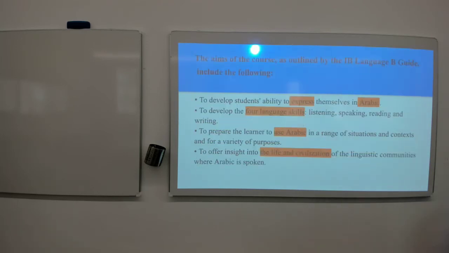The aims of the course, as outlined by the IB language B guide, include the following. First, develop students' ability to express themselves in Arabic. Develop the four language skills: listening, reading, writing, and speaking. Also prepare the learner to use Arabic in a range of situations and contexts, and offer insight into the life and civilization of the linguistic communities where Arabic is spoken.